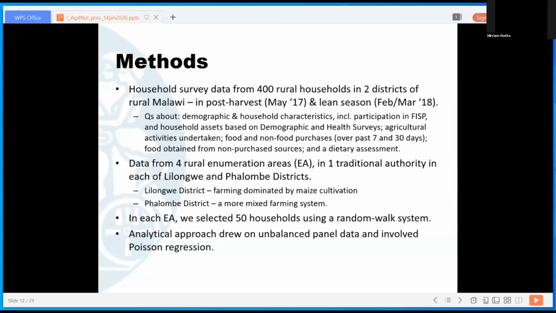In terms of the methods for this study, we collected data from 400 rural households in two districts of rural Malawi in the post-harvest season, as well as the lean period. We selected one traditional authority in each district. The difference between the two districts that we selected is that the Lilongwe district is dominated by maize cultivation, whereas Balaka district is more mixed farming focused. The participants of the study were randomly selected. And in terms of the analytical approach, we used Poisson regression analysis to analyze this data, which is an unbalanced panel.